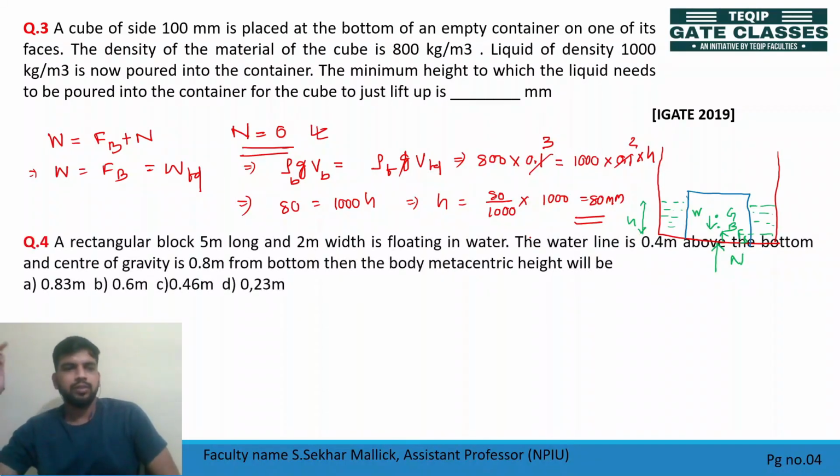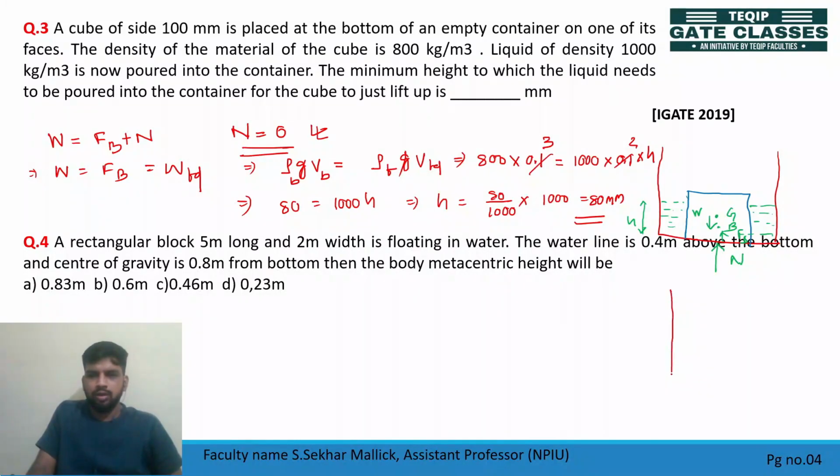Next, question number 4. A rectangular block 5 meter long and 2 meter width is floating in water. The water line is 0.4 meter above the bottom and center of gravity is 0.8 meter from the bottom. Then the body metacentric height will be.